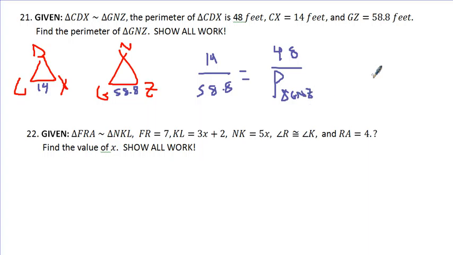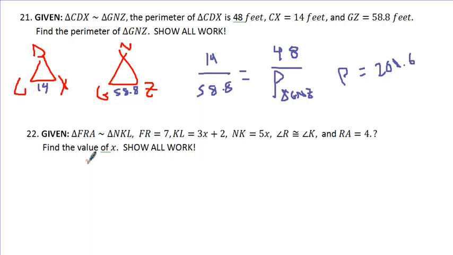Because of that, you would cross multiply. 14 times the perimeter would equal 48 times 58.8. So check your math. After you do cross multiplying, divide by 14, and you would get that this perimeter is going to equal 201.6. This problem should look familiar. This was from your quiz the other day, actually.